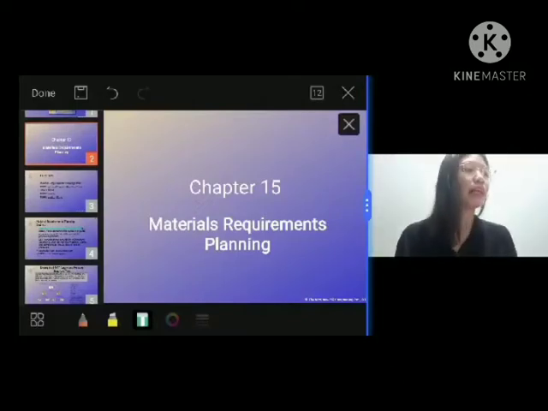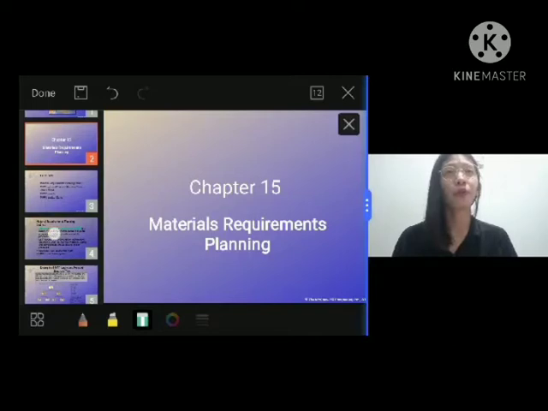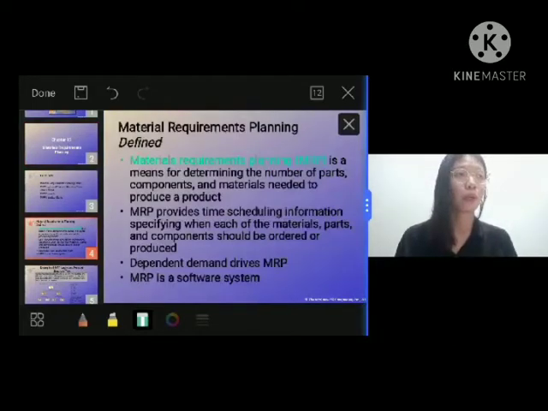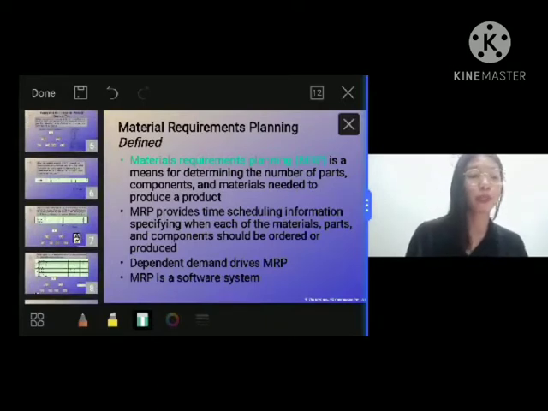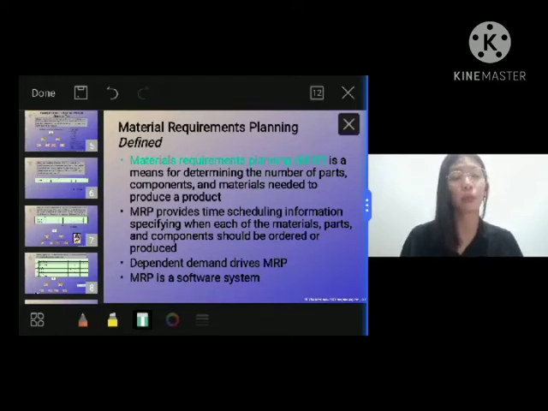So today we will discuss material requirement planning. It is a computer-based inventory system used to assist the production manager to place orders and schedule the items from dependent demands. Those dependent demands are components, parts, and raw materials.